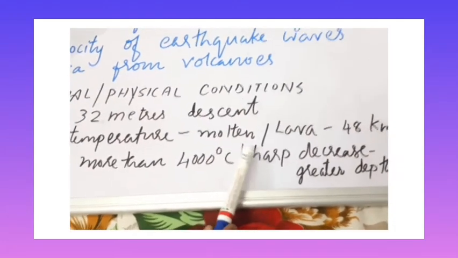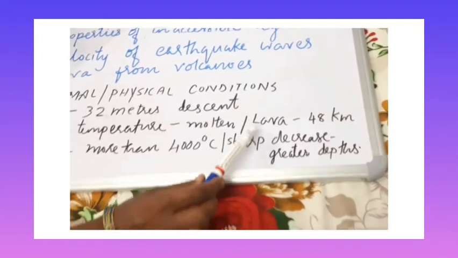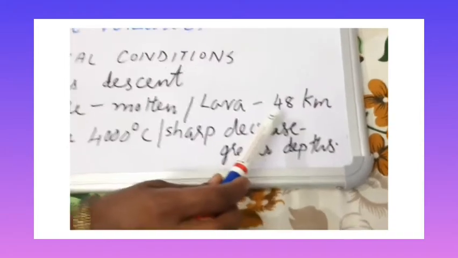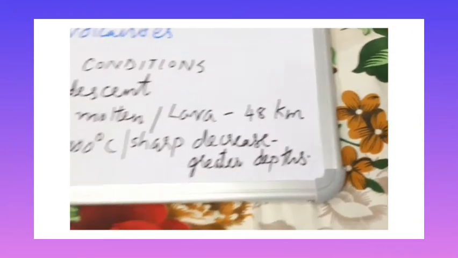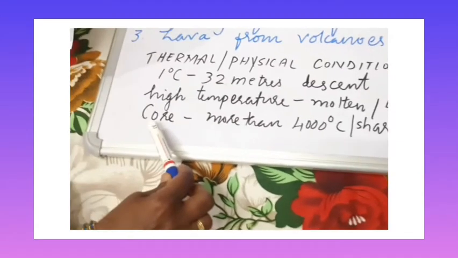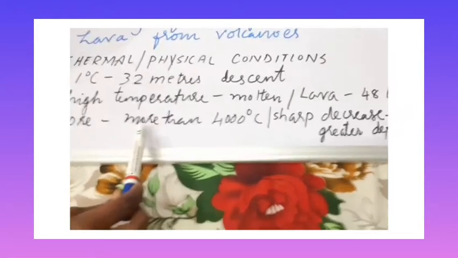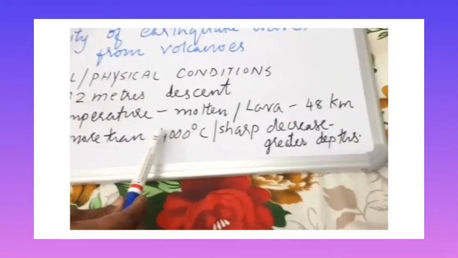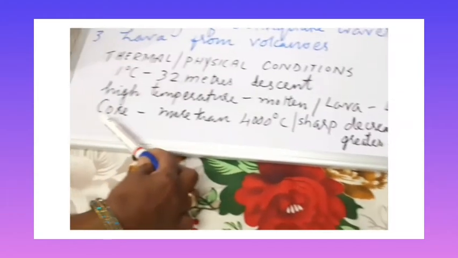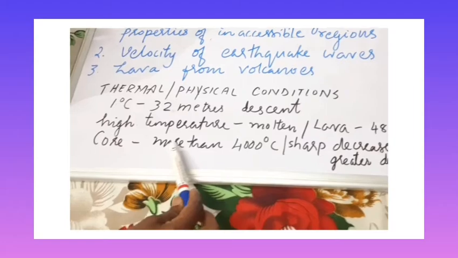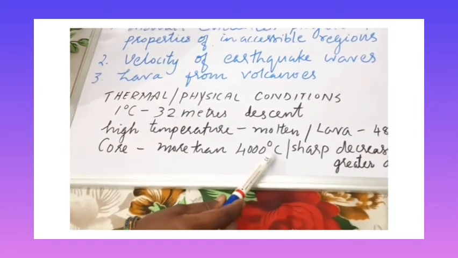Therefore, it is inferred that the source of the lava eruption from volcanoes is at a depth of about 48 kilometers. At the center or core of the Earth, the temperature can be calculated to be more than 4000 degrees Celsius, which is very high.